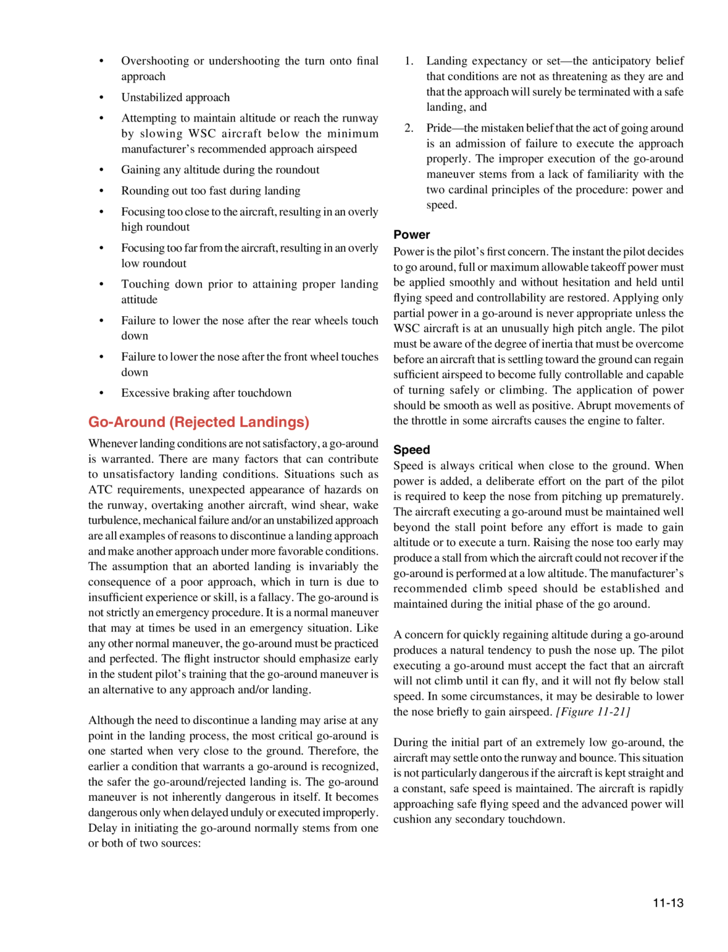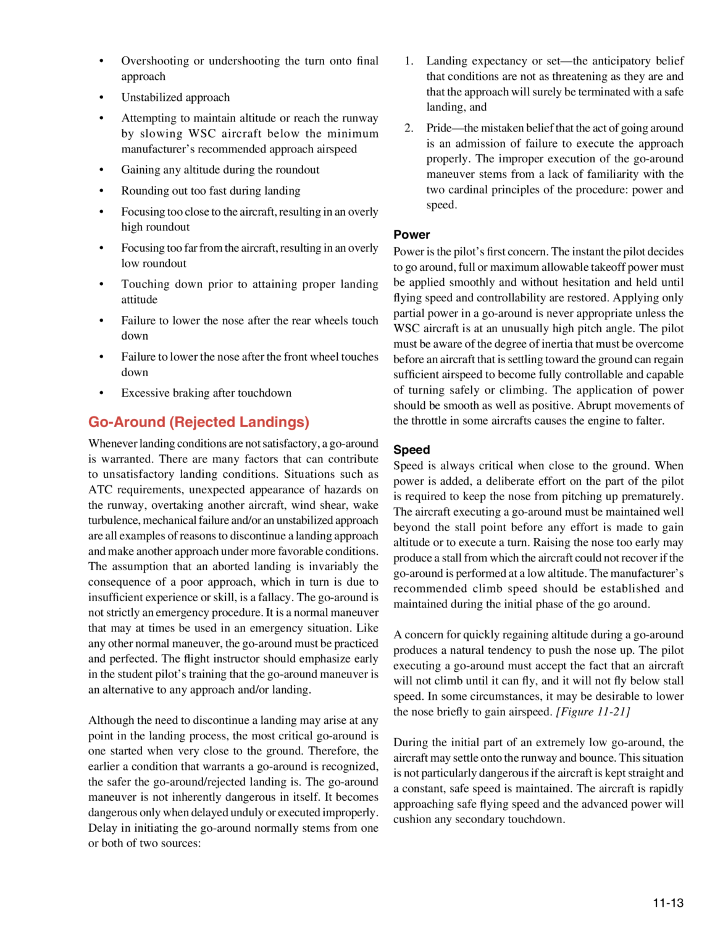Speed is always critical when close to the ground. When power is added, a deliberate effort on the part of the pilot is required to keep the nose from pitching up prematurely. The aircraft executing a go-around must be maintained well beyond the stall point before any effort is made to gain altitude or to execute a turn. Raising the nose too early may produce a stall from which the aircraft could not recover if the go-around is performed at a low altitude. The manufacturer's recommended climb speed should be established and maintained during the initial phase of the go-around. A concern for quickly regaining altitude during a go-around produces a natural tendency to push the nose up. The pilot executing a go-around must accept the fact that an aircraft will not climb until it can fly, and it will not fly below stall speed.